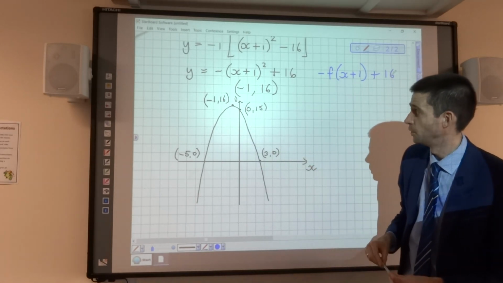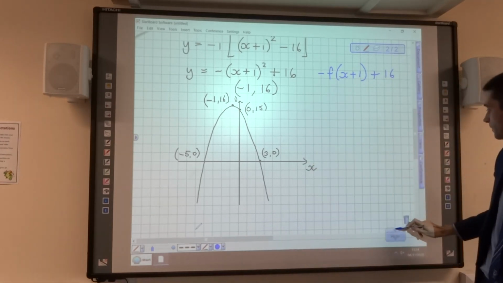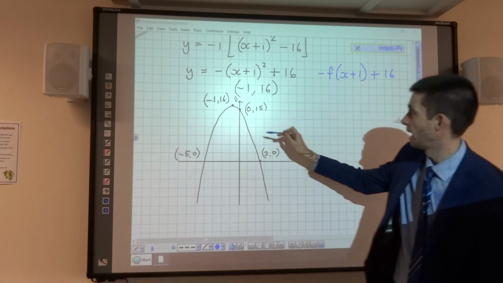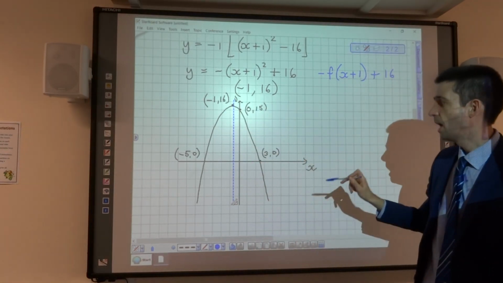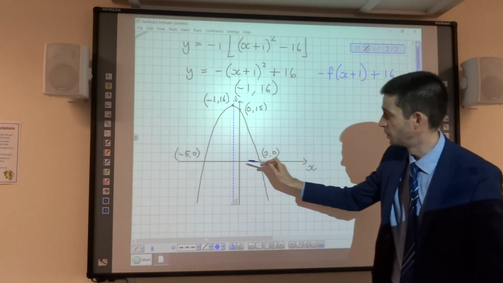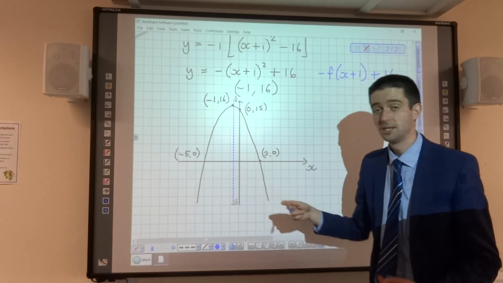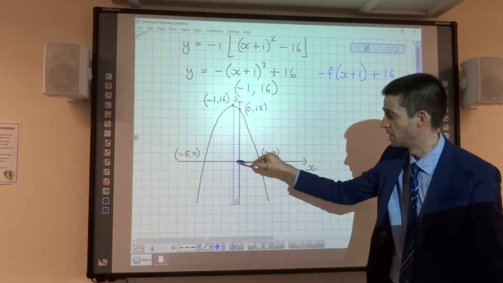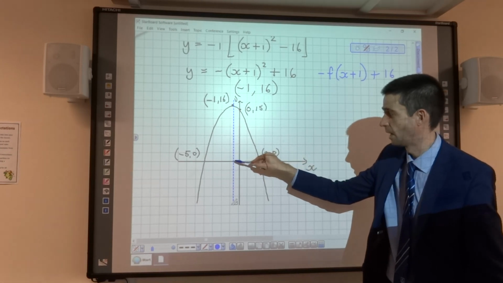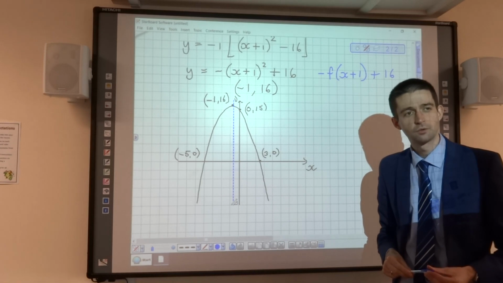And again, you'll notice if I was to draw in the equation of the line of symmetry, that would be going through x equals negative 1, like so. And just as with the previous example, the distance from the line of symmetry to each of those two roots is the same because the graph is symmetrical. So in this case it's 4 units, from negative 1 to 3 and from negative 1 to negative 5. Okay, sketching quadratics, job done.